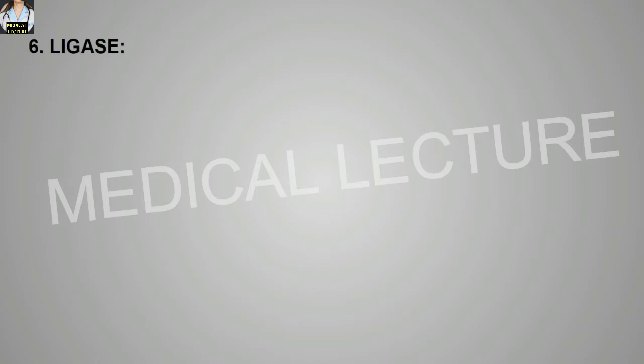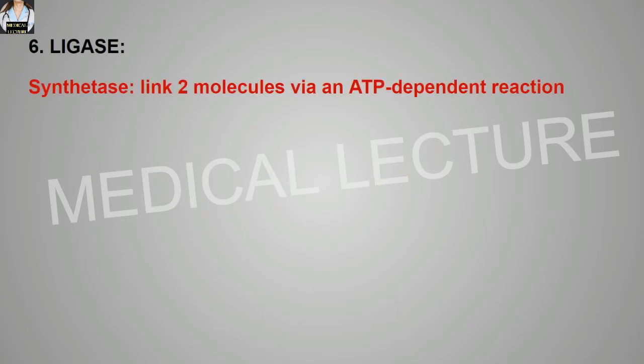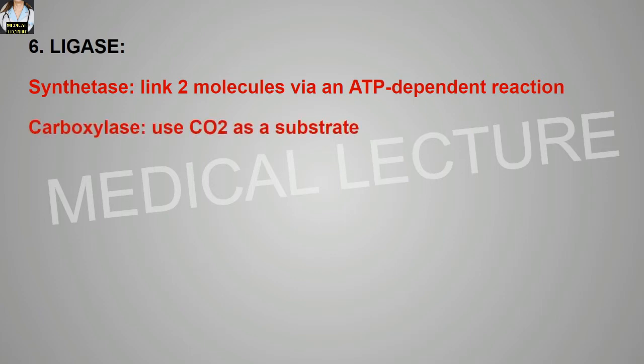Now class 6 is the ligase. In the ligase we have the synthetase. Remember, in class 6 ligase we have synthetase, and in class 4 we have synthase. The synthetase enzyme links two molecules via an ATP dependent reaction. If you remember, in class 4 the synthase enzyme links two molecules without using ATP, but the synthetase enzyme links two molecules via an ATP dependent reaction. Next is the carboxylase enzyme, which uses carbon dioxide as a substrate.